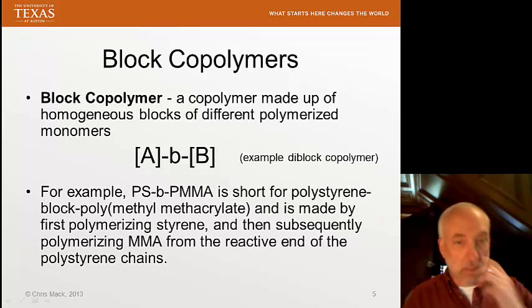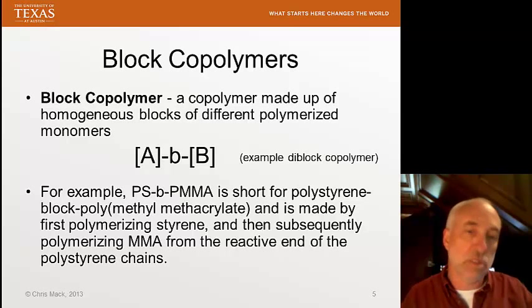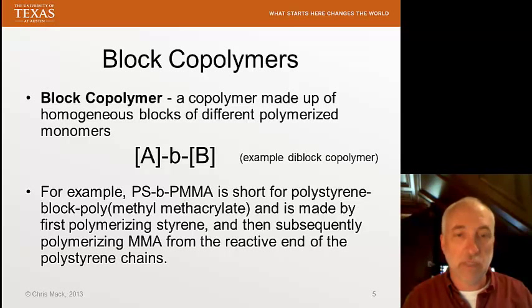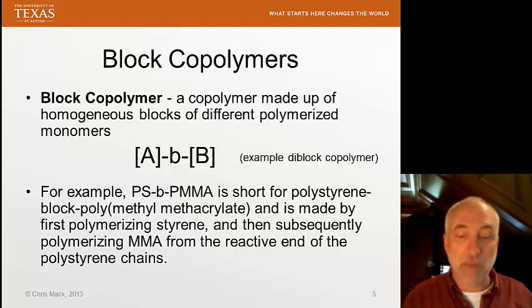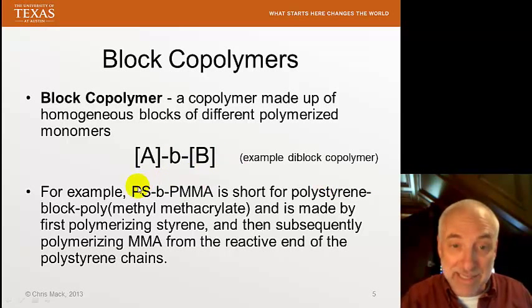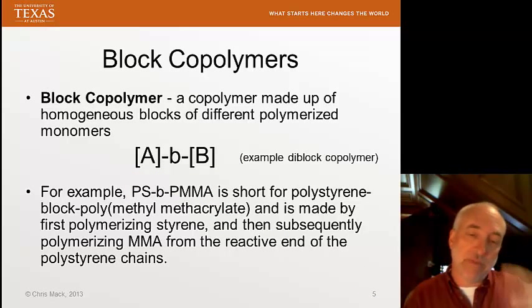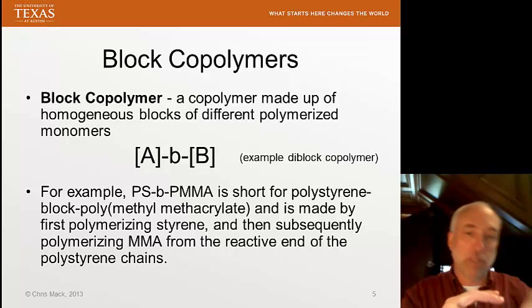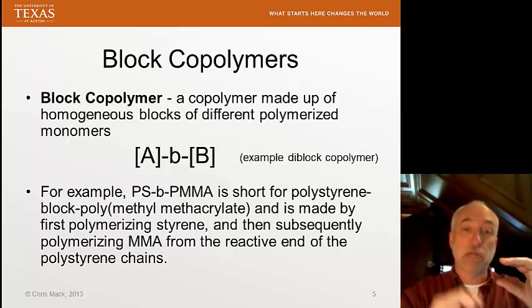Generally, we take, for example, I'll use an example of polystyrene block polymethyl methacrylate, PS-b-PMMA, PMMA is how we would write it. We start by forming polystyrene. So we have a monomer, and then we attach another monomer to it, and then another monomer, and then another monomer, and we start growing this chain of polystyrene.